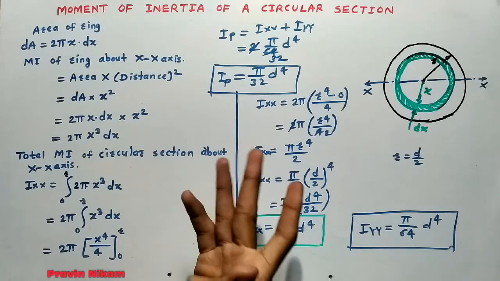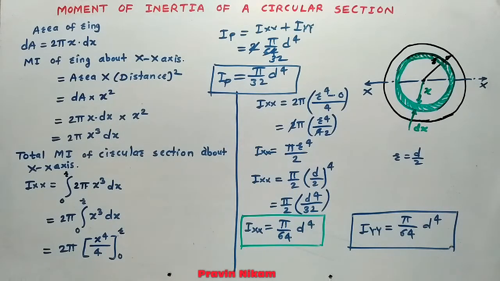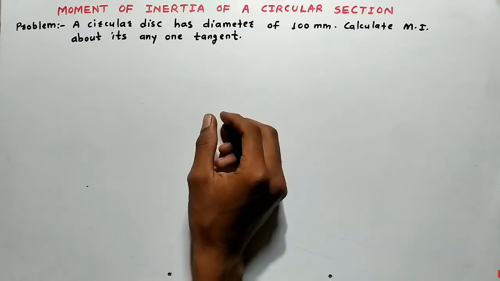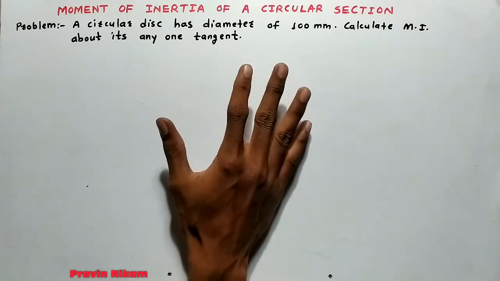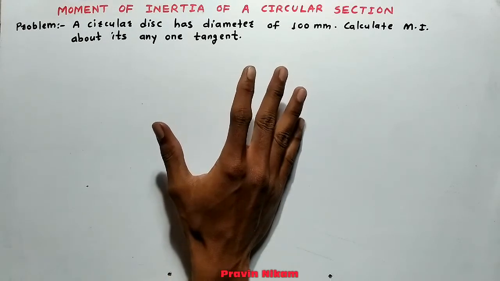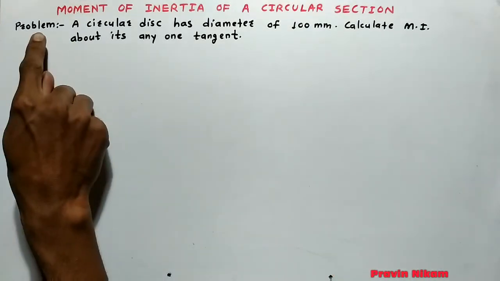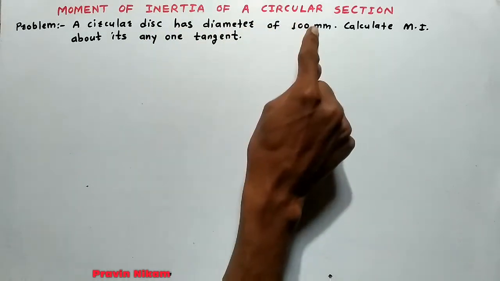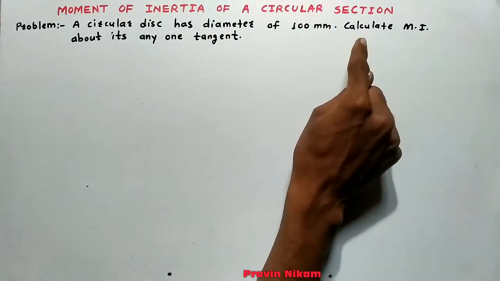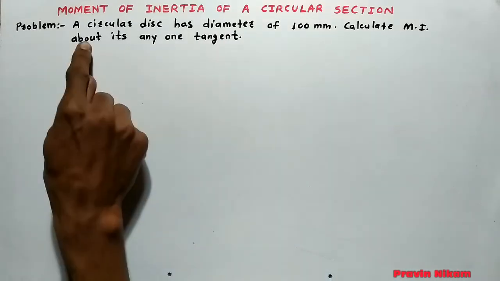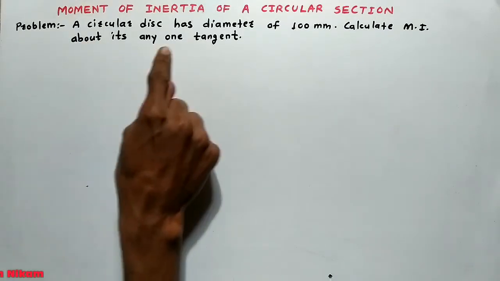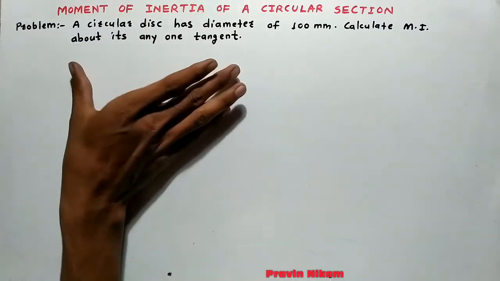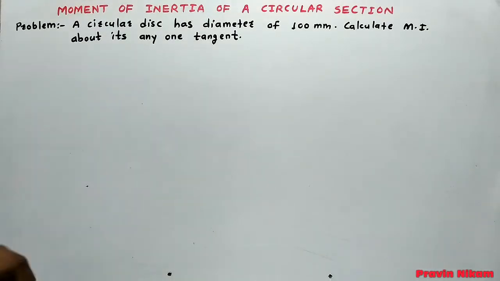Now let us solve one problem based on it. See friends, one problem based on moment of inertia of a circular section. The problem is: a circular disc has a diameter of 100 mm. Calculate the moment of inertia about any one tangent. So we have to find the moment of inertia about its any one tangent.